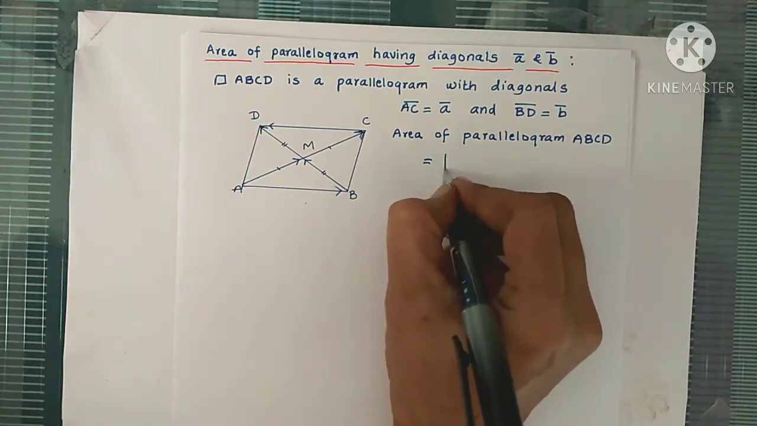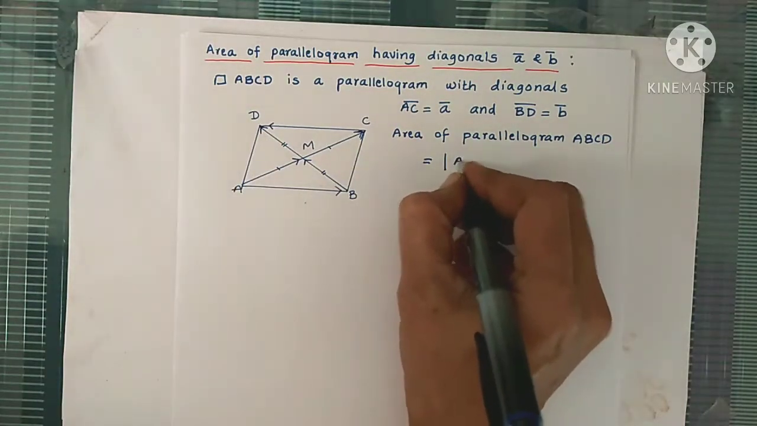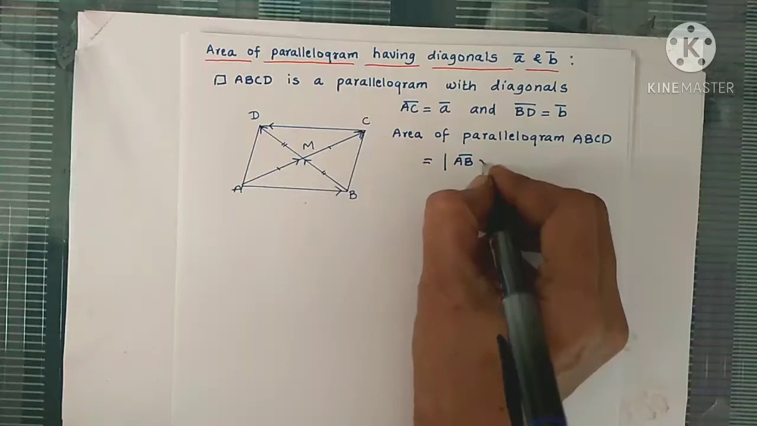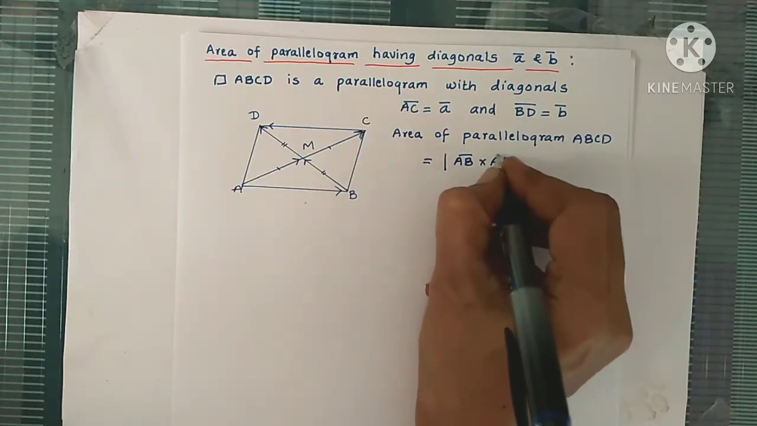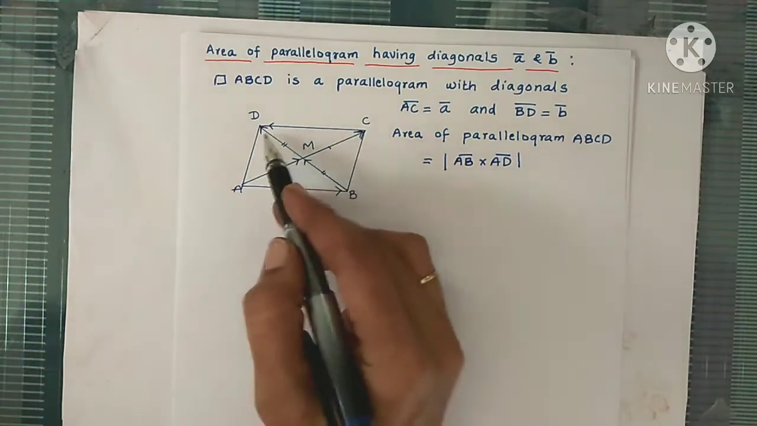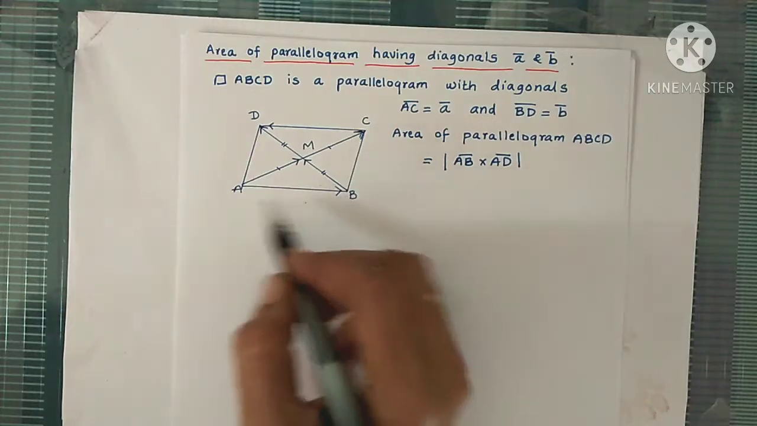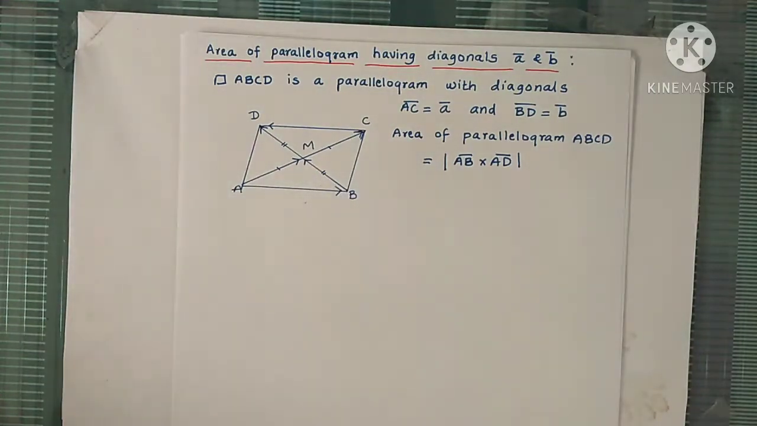Now which are the adjacent sides? AB bar and AD bar. So it is the cross product of AB bar and AD bar. You can take any two adjacent sides. Instead of AB bar and AD bar, you can take CD bar, CB bar, then DC bar, DA bar, then BC bar, BA bar. So any pair will do. Okay, so let's find AB bar and AD bar in terms of A bar and B bar, and substitute in this formula so that we can get the formula in terms of the diagonals.